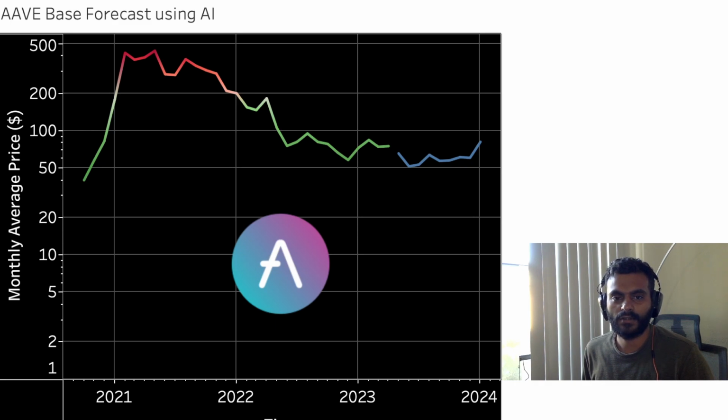And the three scenarios are what could happen to the token in case of a base scenario, which uses only the historical data. The second scenario is what could happen to this token in a bullish scenario, and the third case is what could happen to this token in the case we have a recession.